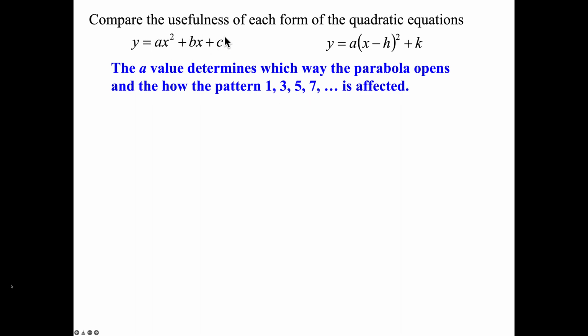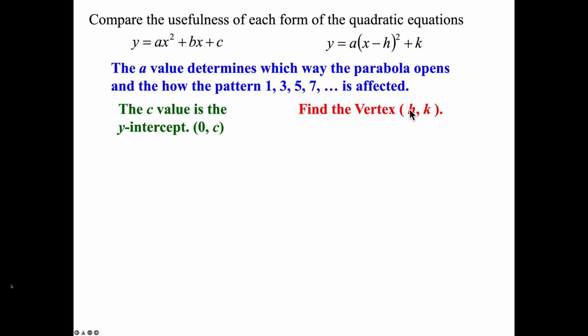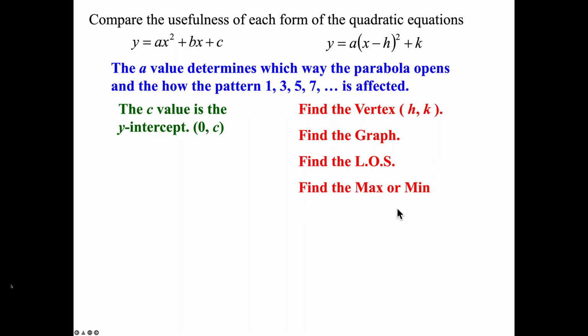The other thing you can get over here is the C. The C will always be your y-intercept. Because if you put 0 into those 2 x's, they cancel out and you're left with C. So that's your y-intercept. And then unfortunately, nothing else you can do is with this equation. But over here, you can have the vertex. You can graph it. You can find the line of symmetry. You can find the max and min. And you can also find the x-intercepts really fast.